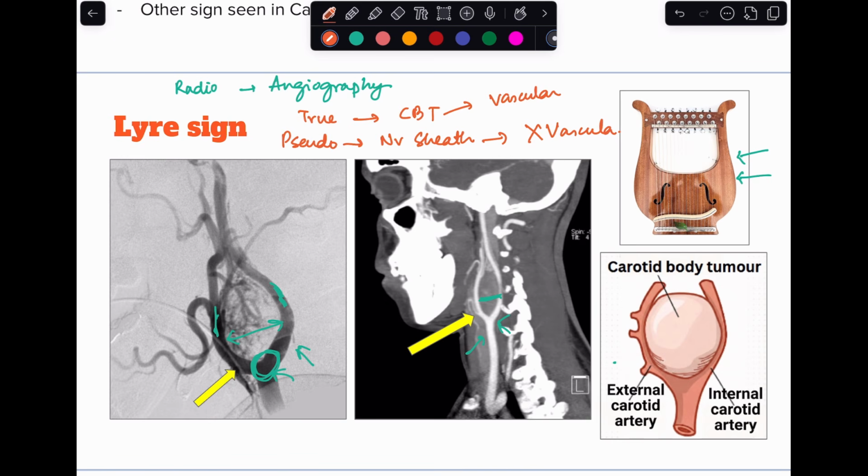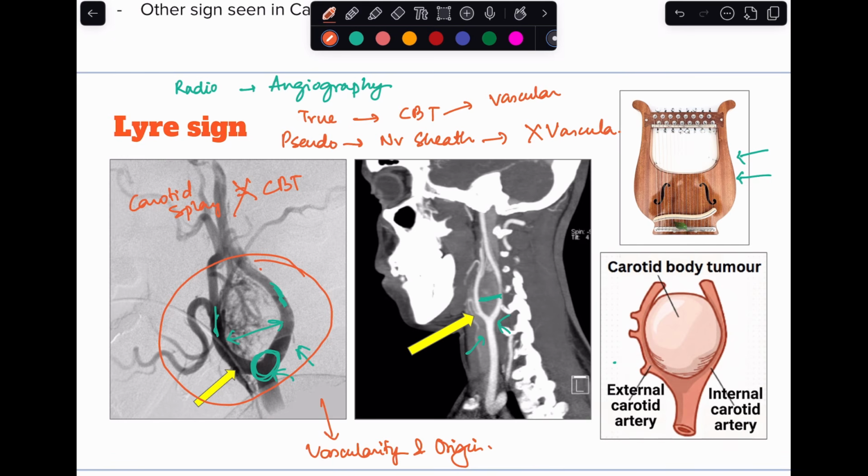So therefore, what is our takeaway over here? Whenever you see this kind of carotid splaying happening, do not assume that all carotid splaying is equal to carotid body tumor. That's not the case. When you see the splaying, you should always assess its vascularity and the origin of the tumor first before making any further plans. It could very well end up being a nerve sheath tumor like a schwannoma or a neurofibroma, which is absolutely not vascular at all.